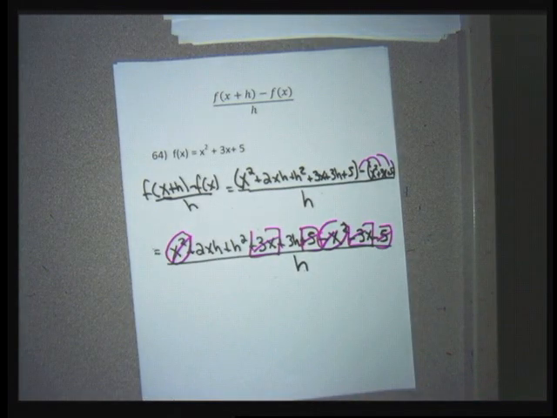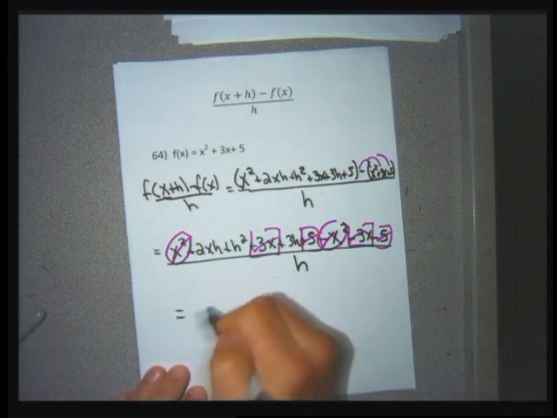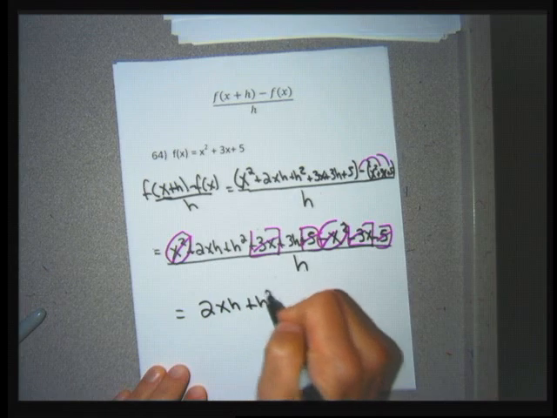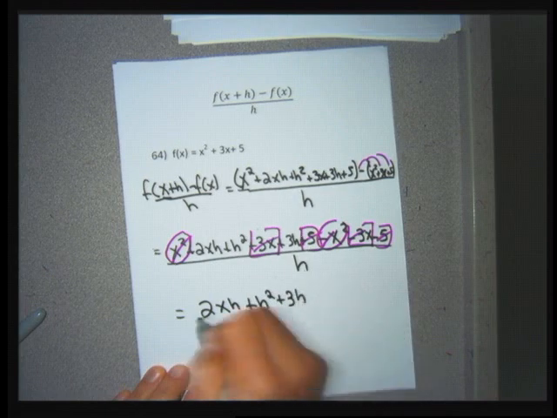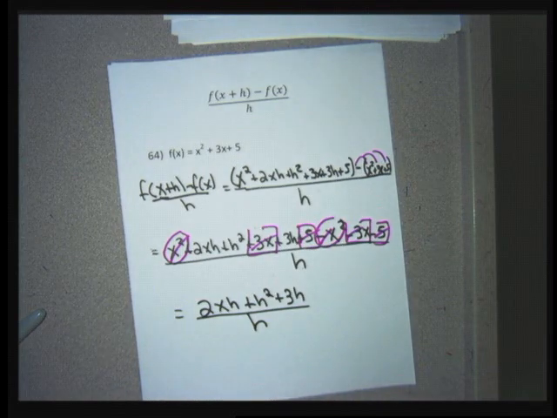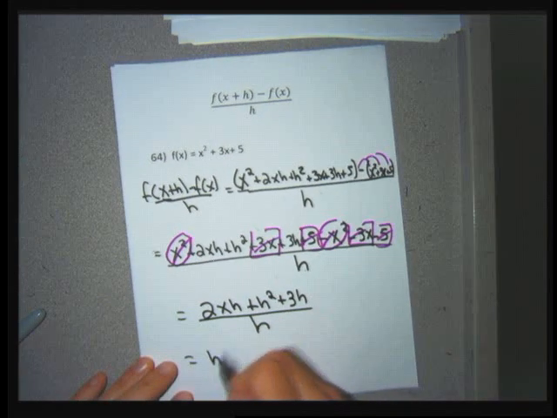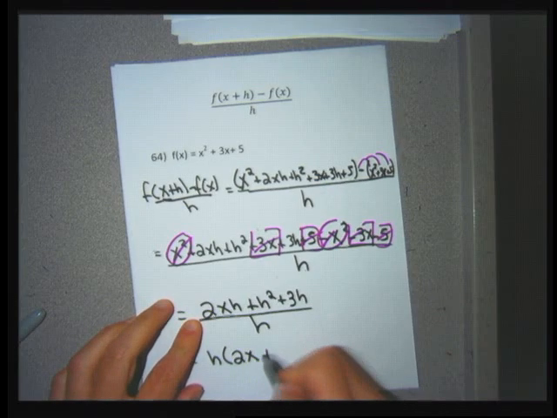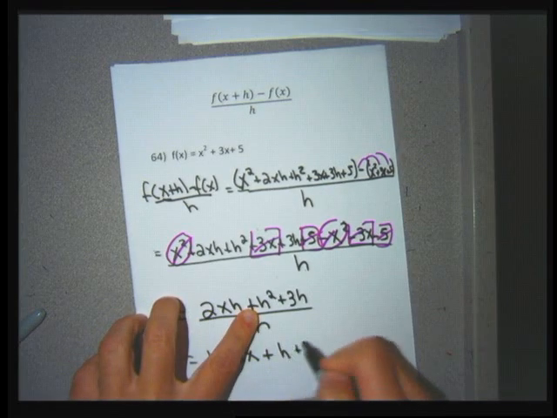So after I cancel the terms that can be canceled in the numerator, I get 2xh plus h squared plus 3h over h. Just like in the last problem, the numerator has a common factor of h that I can factor out. When I factor out the h, I'm left with 2x plus h plus 3.